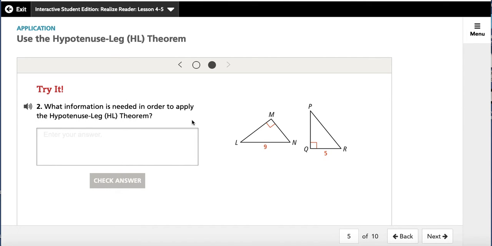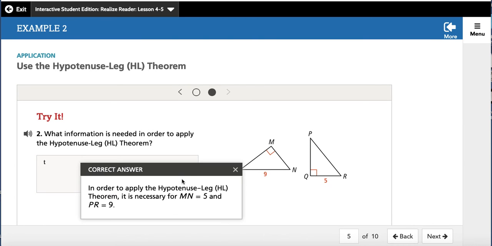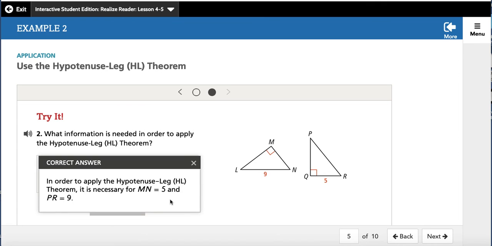So what would we need to know? I think we would need to know that the hypotenuse, that PR, is 9. And if PR is 9, then we could say they're congruent if MN were 5, right? If the two shortest sides were the same and the two hypotenuses were the same, then we could use the hypotenuse leg theorem. In order to apply the hypotenuse leg theorem, it's necessary for MN to be 5 and PR to be 9.